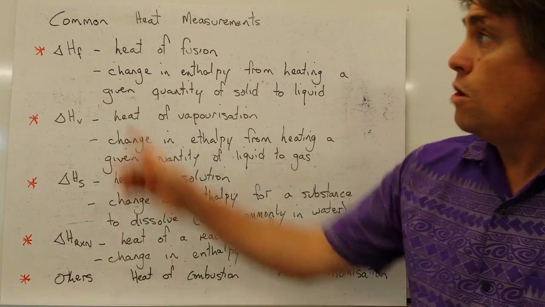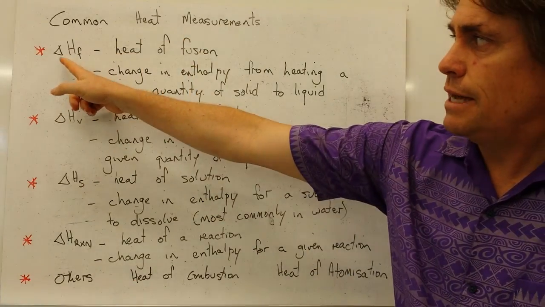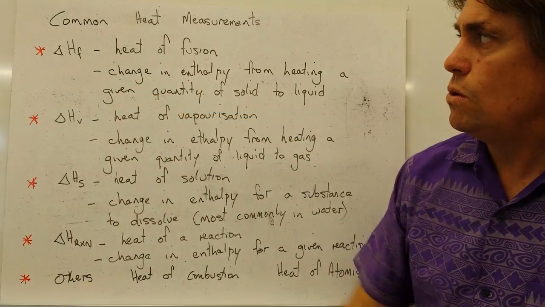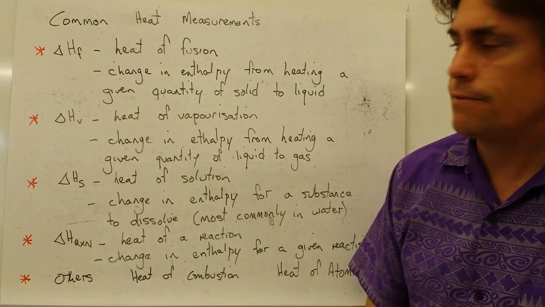Let's have a look at some of the common heat measurements that we make in thermochemistry. Our first one is our delta H_f, or what we call our heat of fusion. So this is a subscript f.